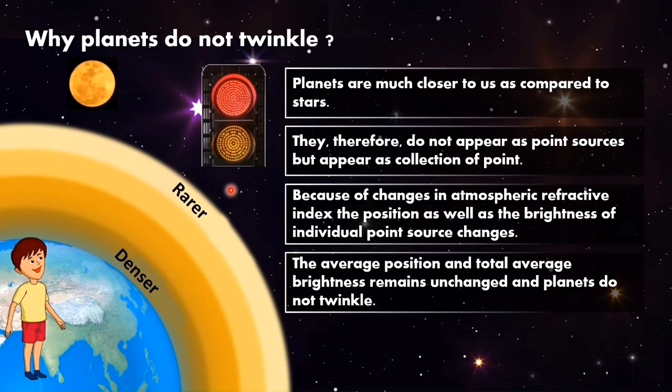The different parts of these planets produce either a brighter or dimmer effect. So the average position and total average brightness remain unchanged. Hence the planets do not twinkle. I hope it is clear. Guys, questions from this topic may come in your exam. So I hope your concept is clear now.